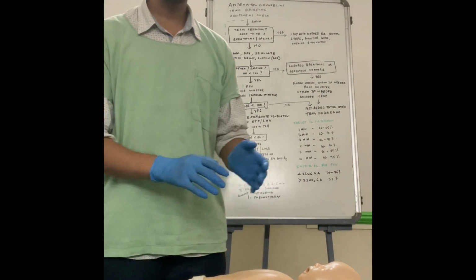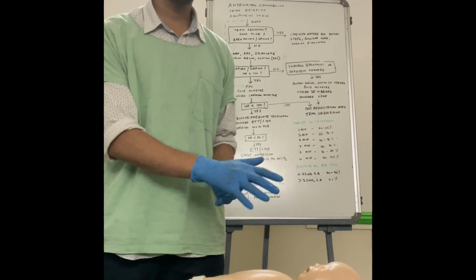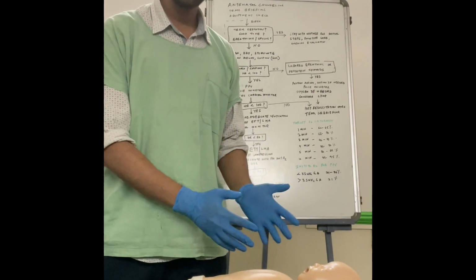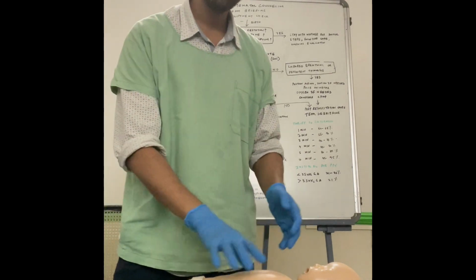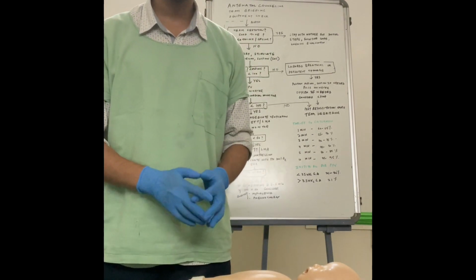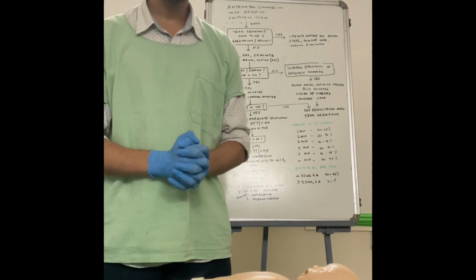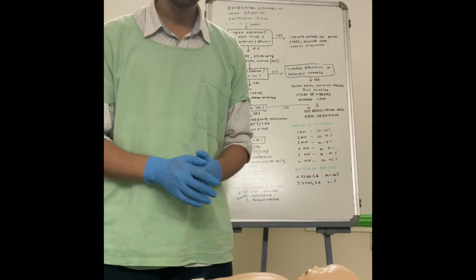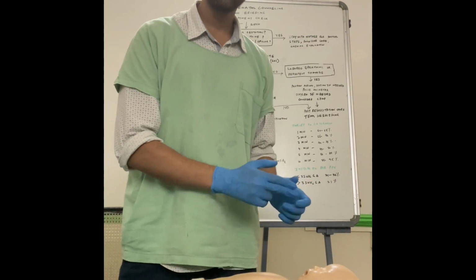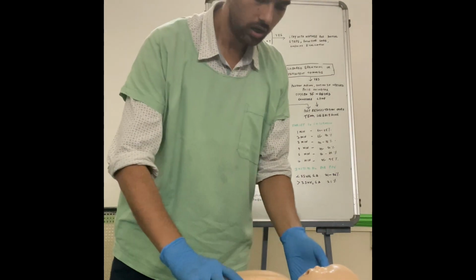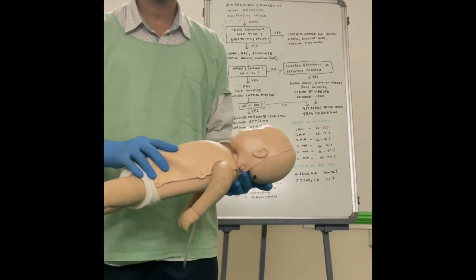But the difference is we will not do the initial steps at the side of the mother. We will take the baby to the warmer. So the baby has been born. We will assess the three questions. And for any one of the three questions, if the answer is no, then we will clamp the cord, cut the cord, and we will receive the baby.